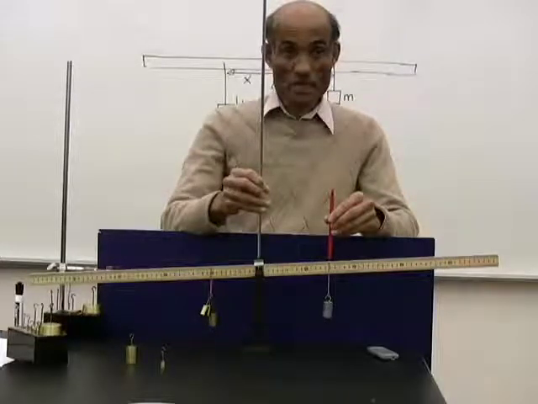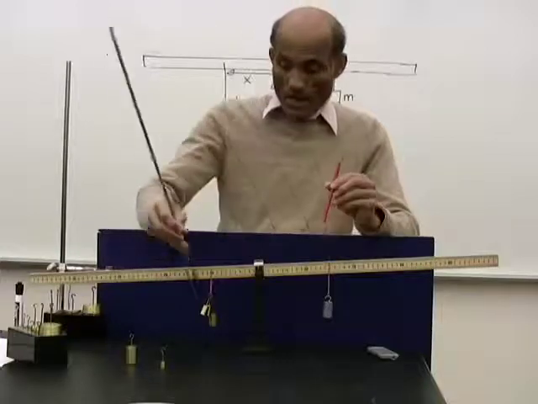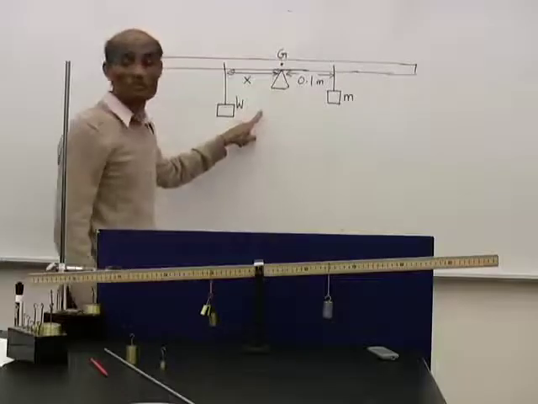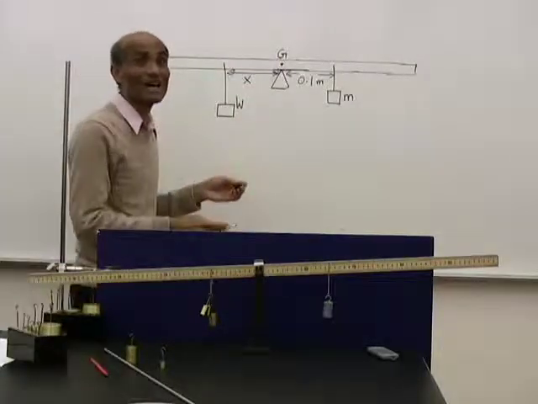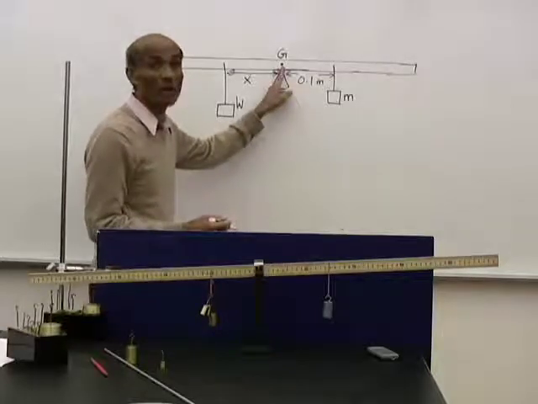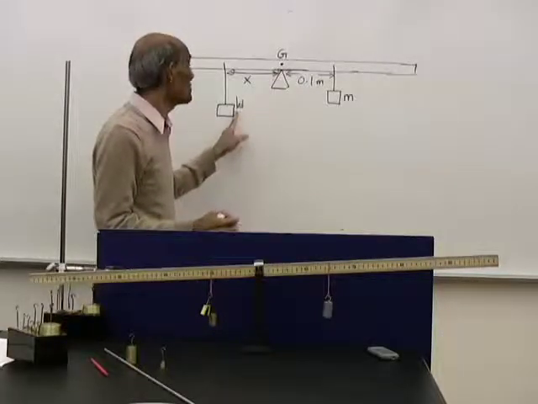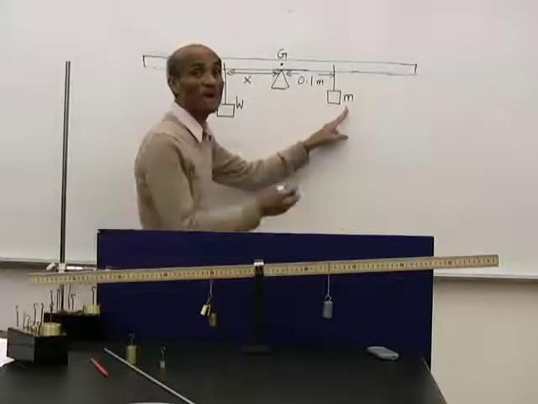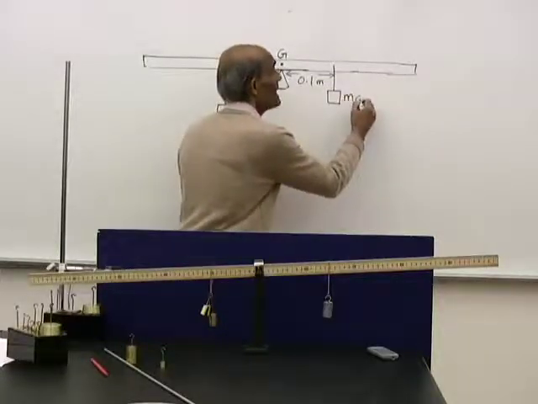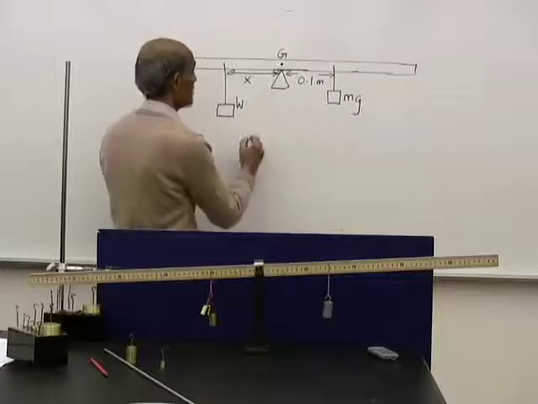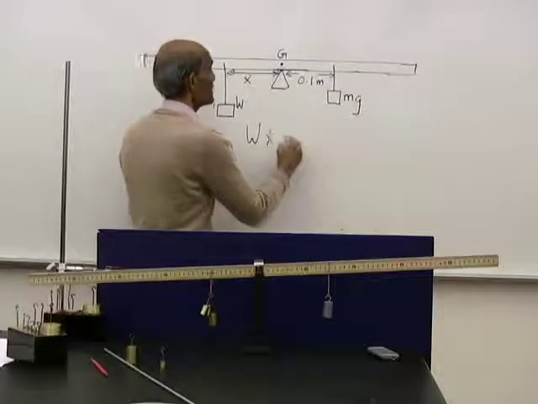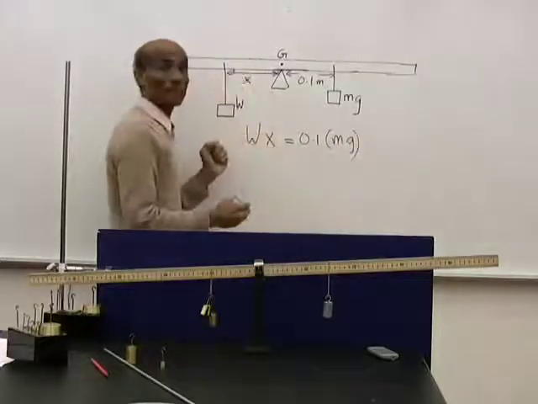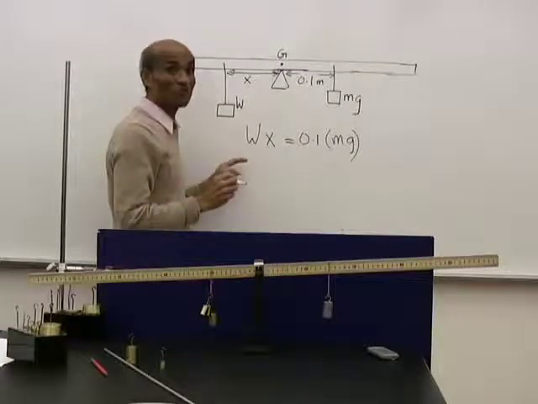Alright, after measuring, tabulate the values of m and x. And then use this diagram to obtain an equation connecting m and x. If you take the torque about G, what you get is W times x will be equal to the weight of m. The force here will be m times g. So that will be Wx equal to 0.1 times mg. And I'm going to leave that there for you.